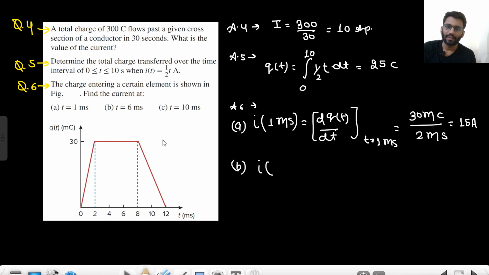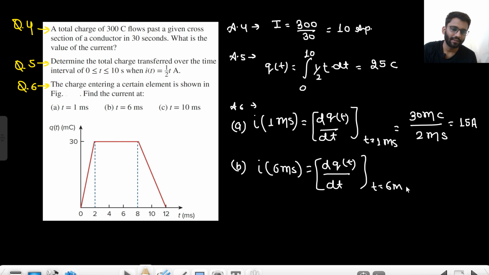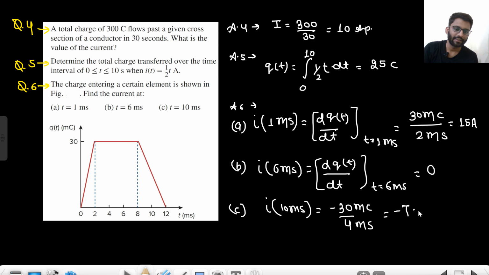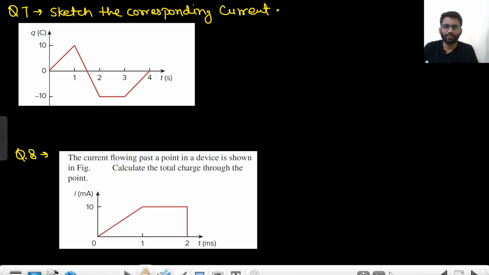Now at t equals 6 millisecond, what is the value of slope? You tell me. It is 0, right? And the value of slope at t equals 10 millisecond? It is 30 by 4, but with minus sign. Minus 30 by 4 millicoulomb by millisecond. So it would be minus 7.5 ampere. Just the value of slope at a particular given time, that we need to write. That's it. Okay, let's move on to the next question.